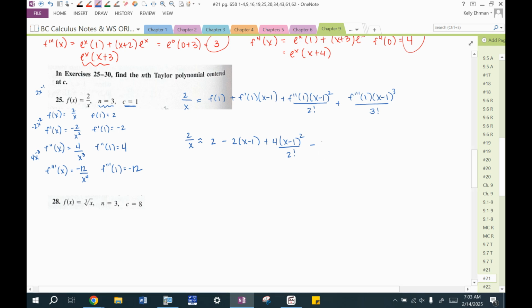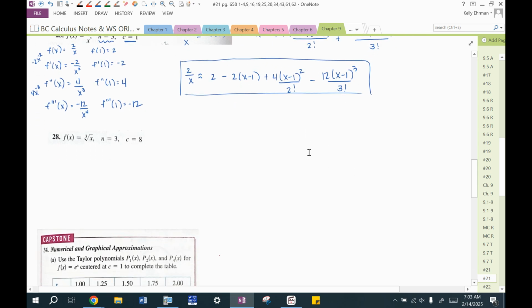minus 12 times x minus 1 cubed over 3 factorial. I know some of this simplifies, but I don't have to, so I'm not going to bother with it unless I'm looking for my answer in a multiple choice selection.